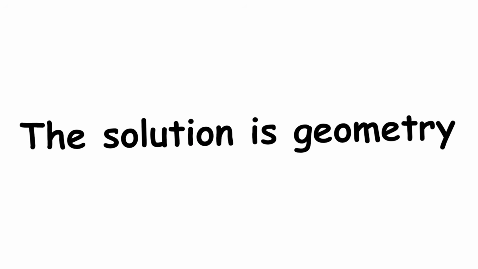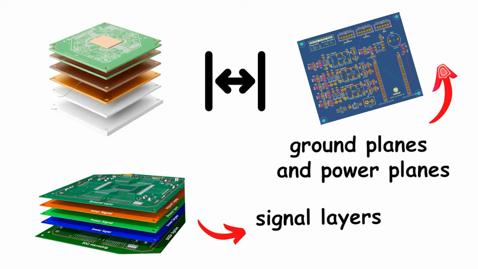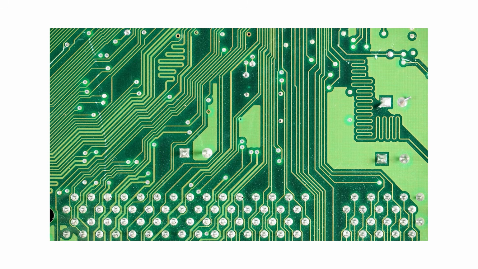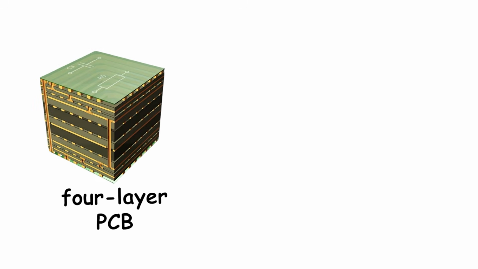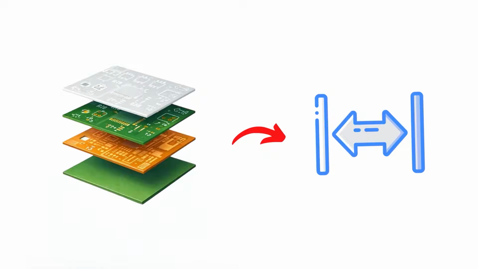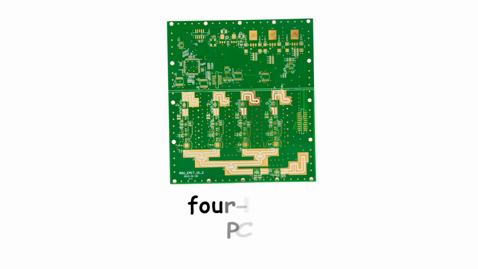The solution is geometry. Add layers and you create space to insert dedicated ground planes and power planes between the signal layers. These planes act as electromagnetic barriers, shields that absorb and redirect interference before it reaches sensitive data traces. A 4-layer board has limited real estate for this. The signal layers and the power delivery infrastructure are competing for physical space. The electromagnetic isolation that a well-designed 8-layer board achieves almost as a structural side effect is something a 4-layer board has to fight for and often loses.